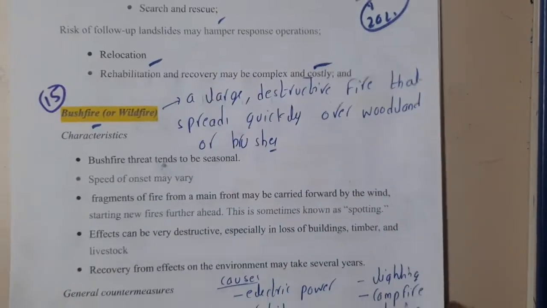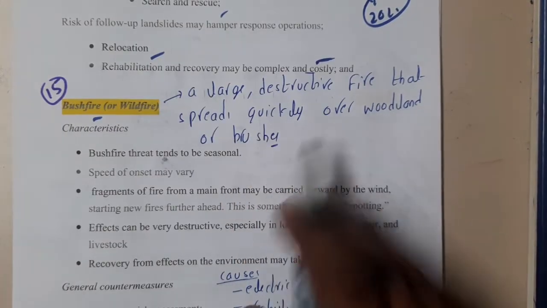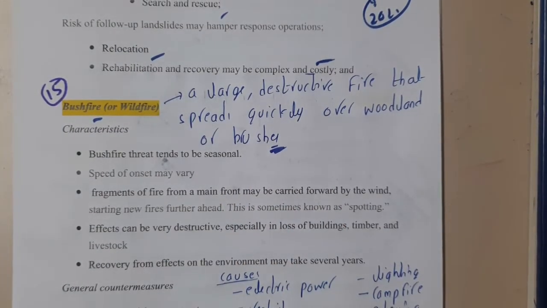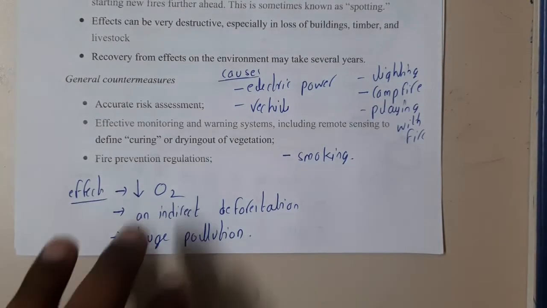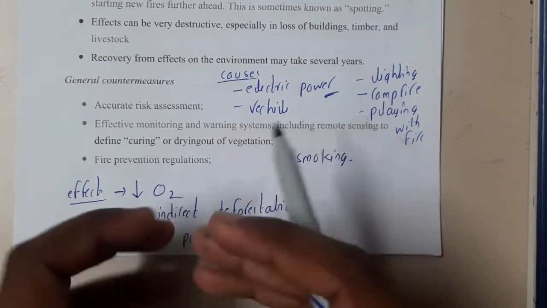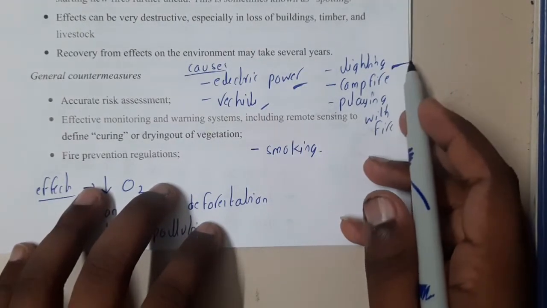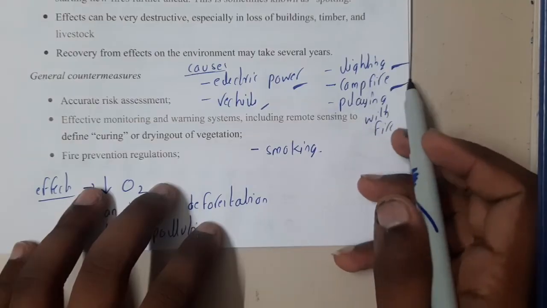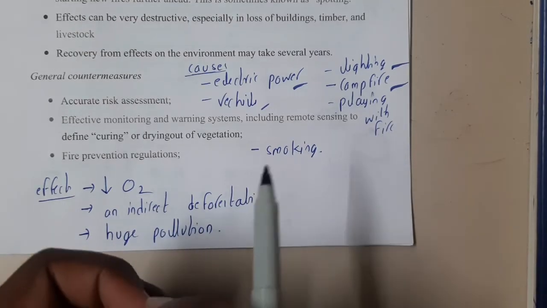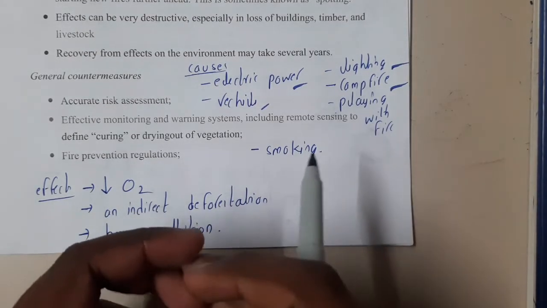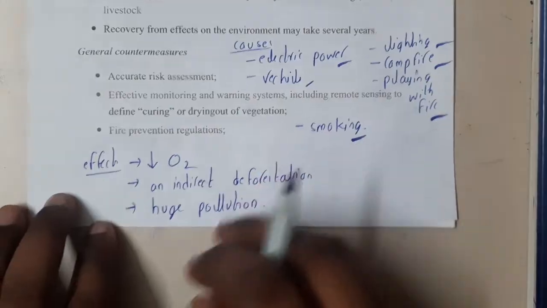Yes. Okay, so let us go to the definition and theory. A forest fire is a large destructive fire that spreads quickly over woodland or bushes. You might be having a doubt about what the causes are, how it happens, or why it is happening. It might be caused by electrical power, similarly vehicles, lightning from the thunder in the sky, and campfires. When someone goes there and lights a campfire and forgets to put it out, it slowly spreads, and that could happen. And playing with fire, similarly smoking. So these are a few basic causes.